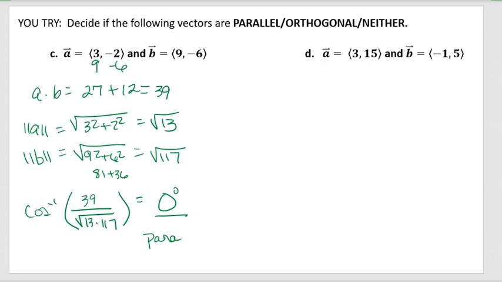Orthogonal is when the dot product comes out to 0. And if you see right here, the dot product isn't 0, so it can't be orthogonal. So parallel for this one.